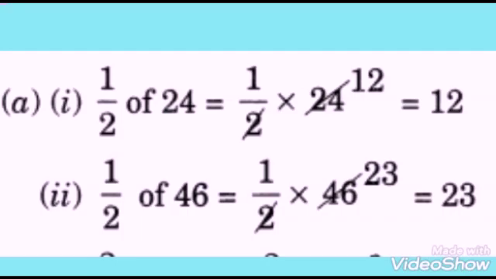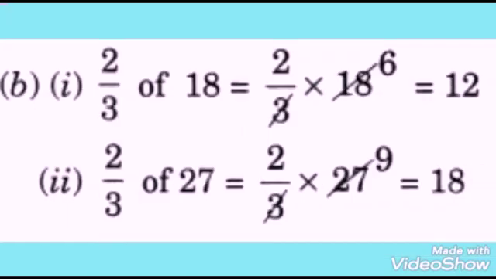And second subdivision 1 by 2 of 46 which is equal to 1 by 2 into 46. So 2 and 46 can be cancelled. While cancelling we will be getting 2 1 time is 2 and 2 23 times is 46. So the numerators 1 into 23 is equal to 23.